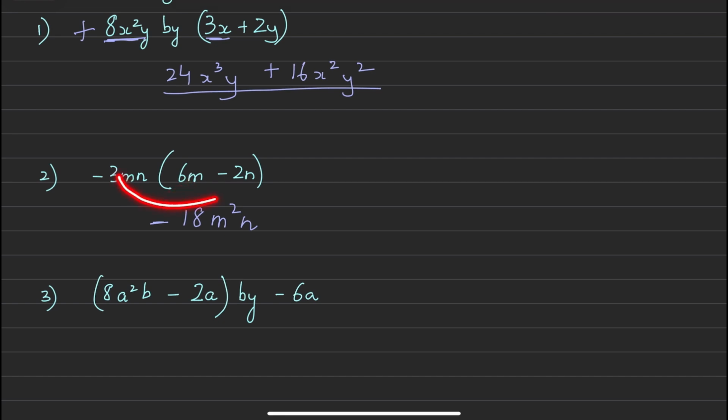Now we will multiply this with this. Mind your signs. Negative and negative becomes positive. The numbers, 3 2s are 6. Then the letters, m, 1m only, and 2 n's and all.